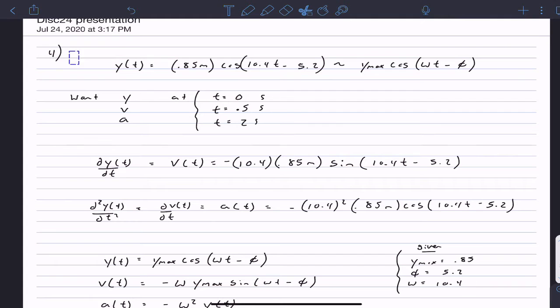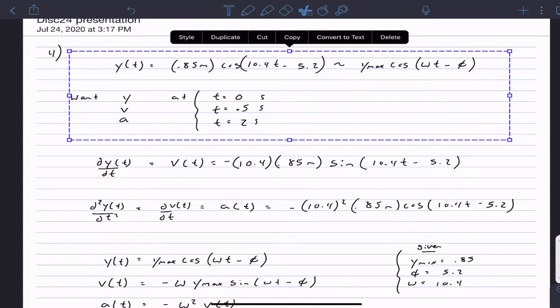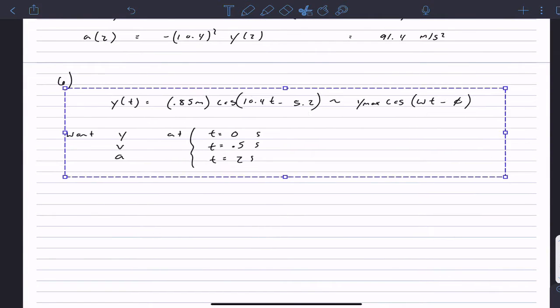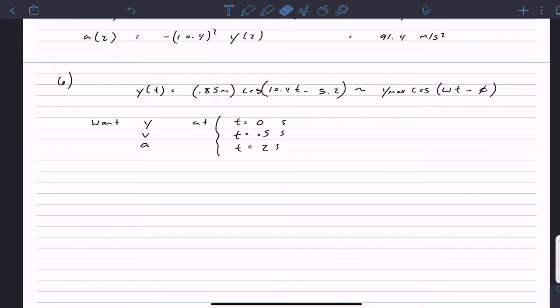Sorry, we're not actually given this as a function of position. We're given it as a function of acceleration, so we need to change that, but pretty much it's the same, right? So this is going to be in units of meters per second squared. Okay, and then again, it asks us to find the position, velocity, and acceleration at each of the following times: 0, half second, and 2 seconds.